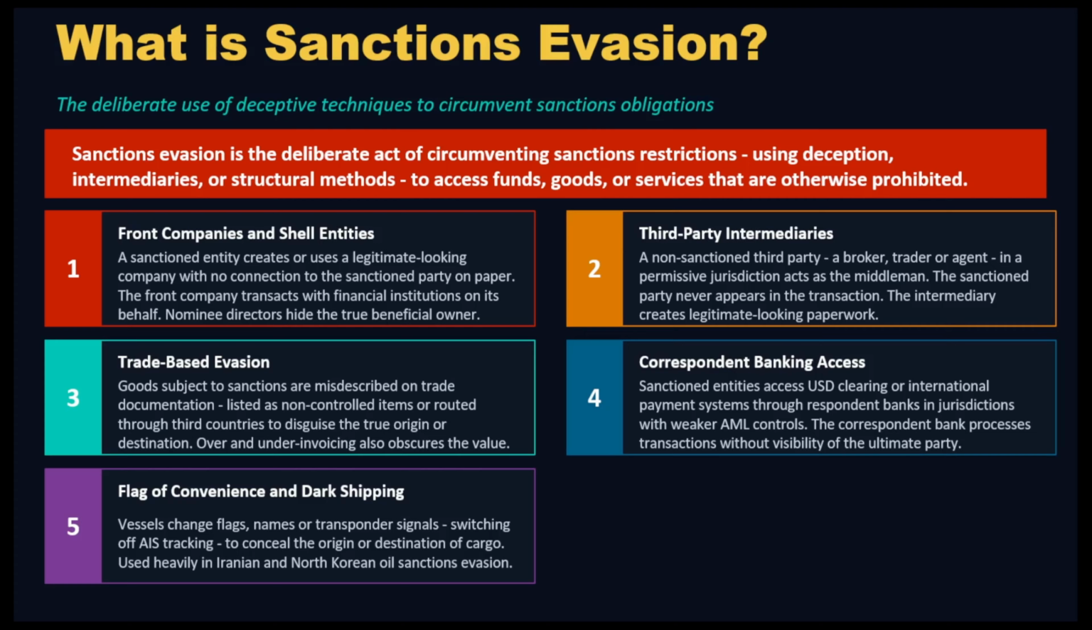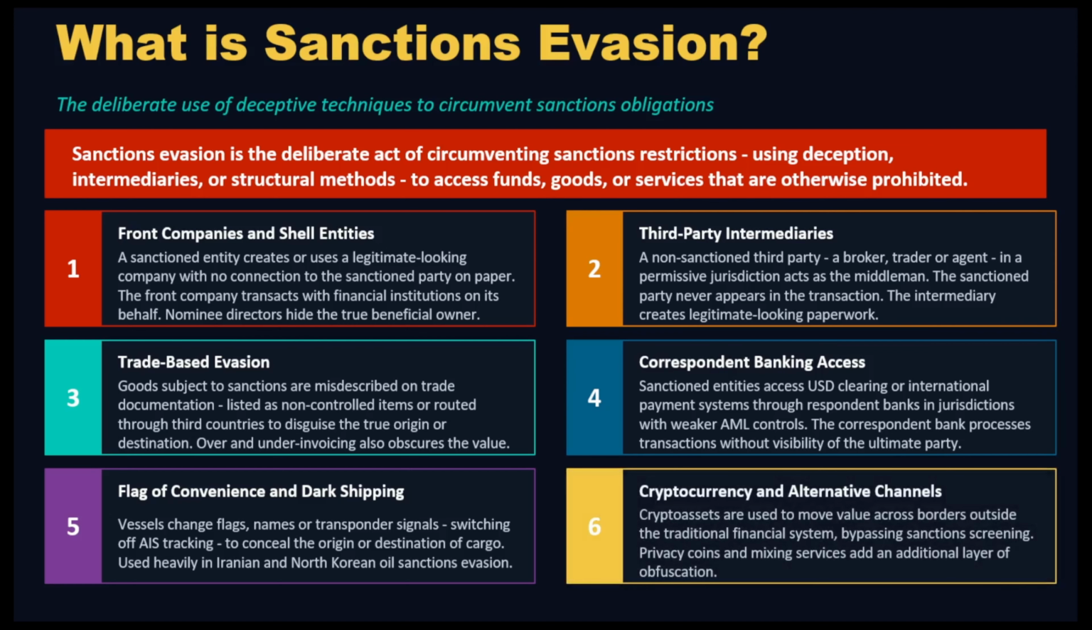The sixth thing that we have is cryptocurrency and alternative channels. Crypto assets move value outside the traditional financial system, which bypasses the screening. Privacy coins and mixing services add an additional layer of concealment. Let's look now at the red flags in these sanctions-related transactions.